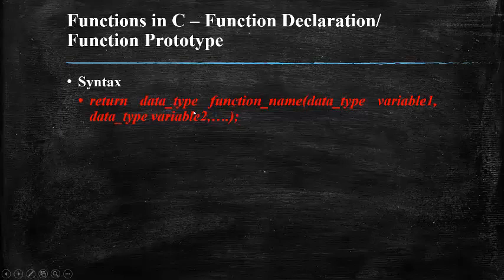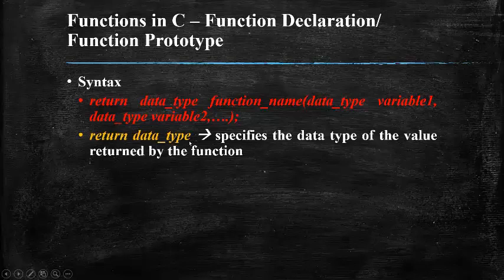So basically, as I told you, the return data type is going to specify the data type of the value that is returned by the function. Every function is going to do some kind of process and return some kind of result, and that result should be identified by the return data type.